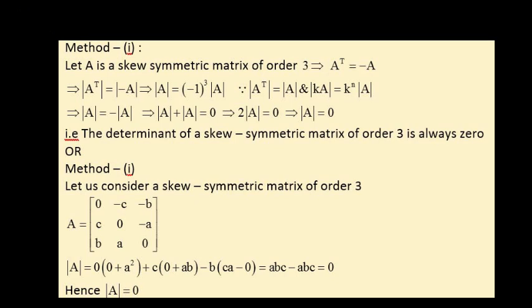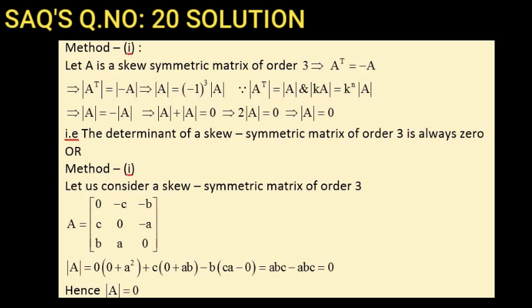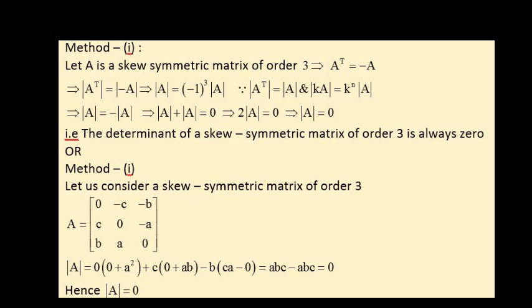Or, there is another method. Take some example. Here, for skew symmetric matrices, principal diagonal elements are always zeros. Therefore, consider A is equal to [0, -c, -b; c, 0, -a; b, a, 0]. Here A is a skew symmetric matrix. Now consider det A. By expanding the determinant using the first row, we get the value 0.